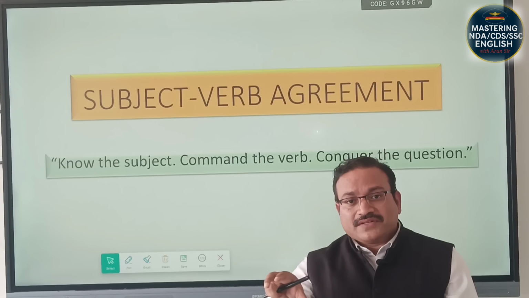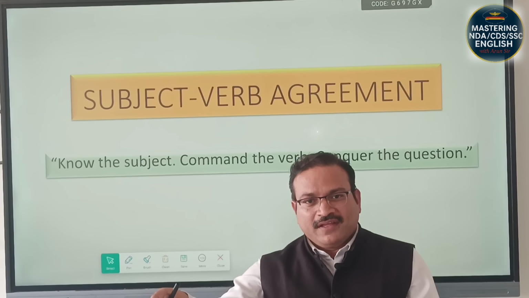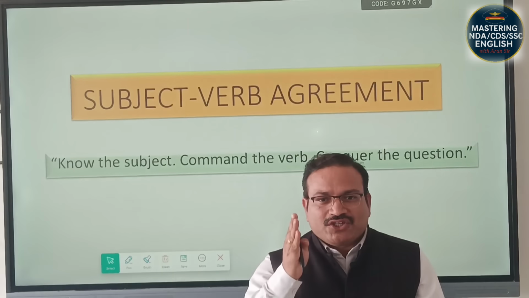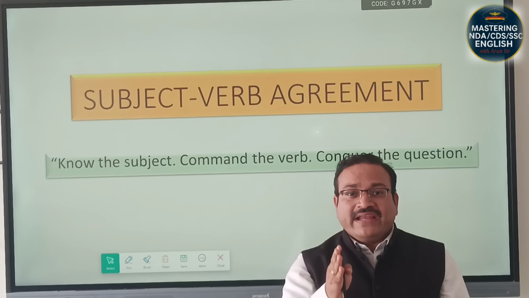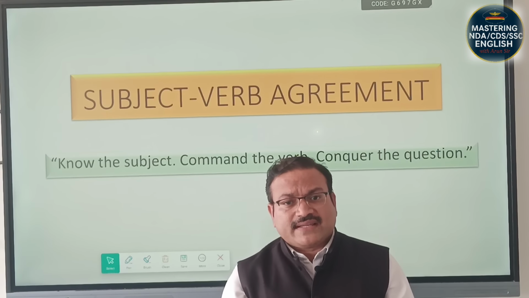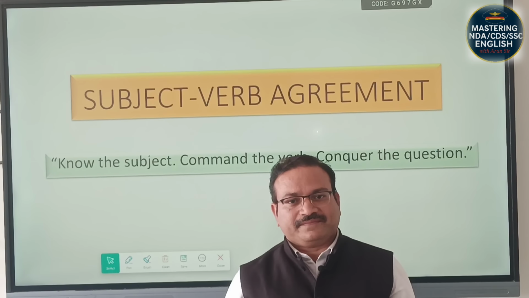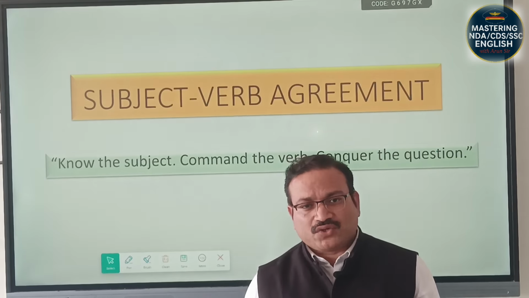They hide the subject with the help of modifiers, phrases, and traps. So your job is to identify the main subject, the real subject in the sentence. Once you have identified the real subject, the verb will automatically reveal itself. As simple as that. Let's start with the first rule.